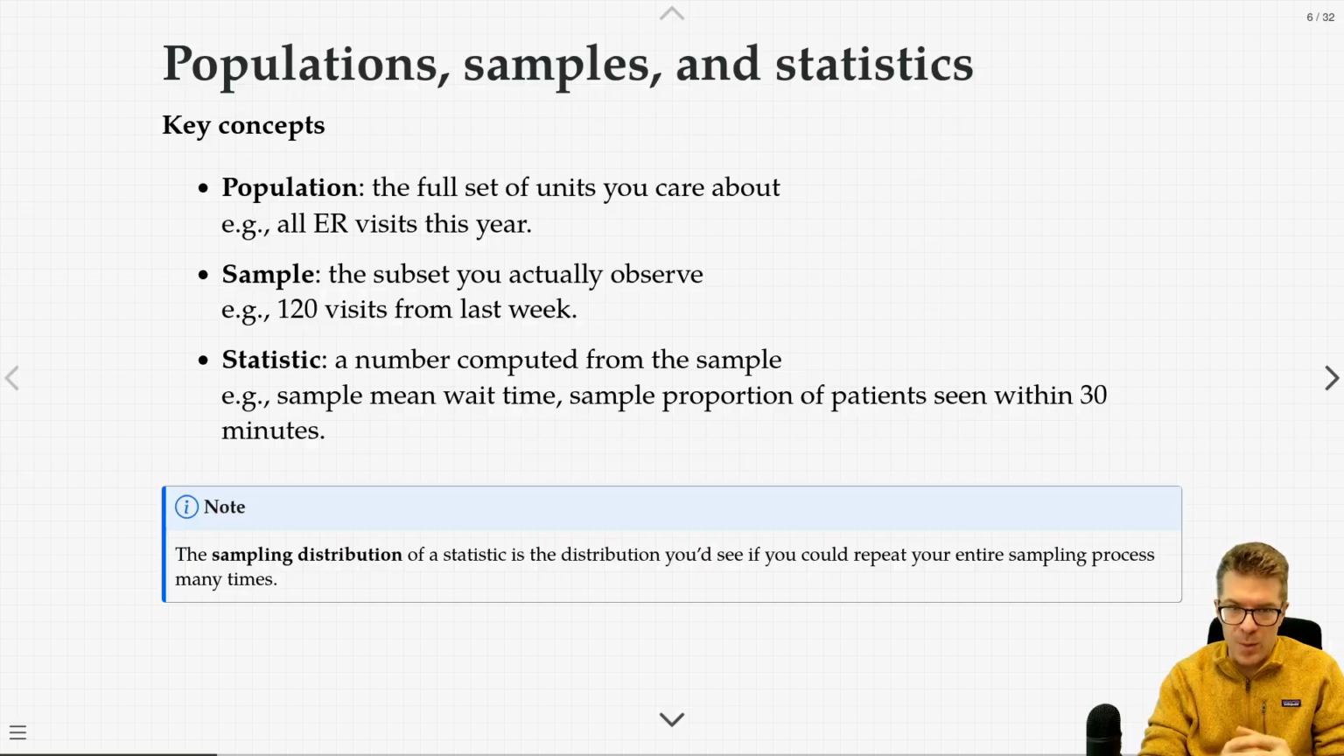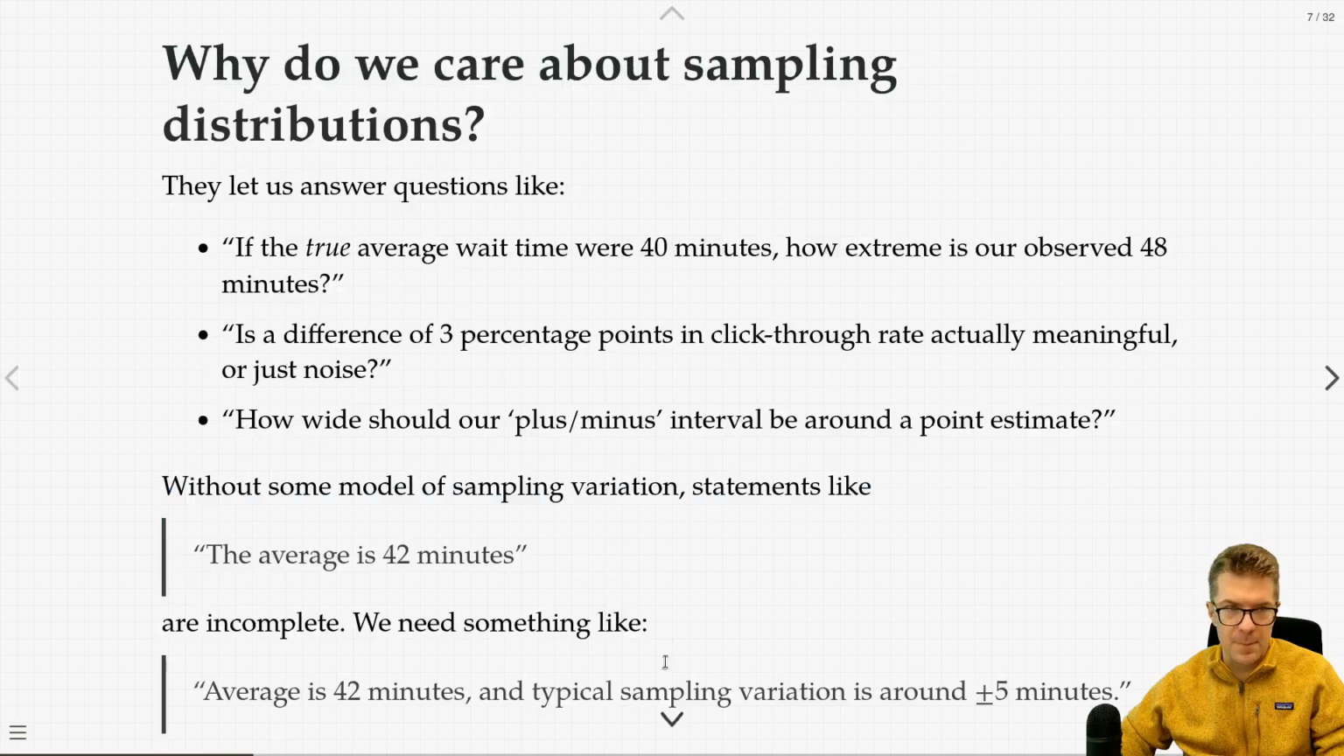And then a statistic is a number we compute from the sample. So a sample mean wait time, a sample proportion of patients seen within 30 minutes. It's just like a measure applied on the sample. So the sampling distribution of a statistic is a distribution. It's like a histogram that we would see if we repeated the entire sampling process many times.